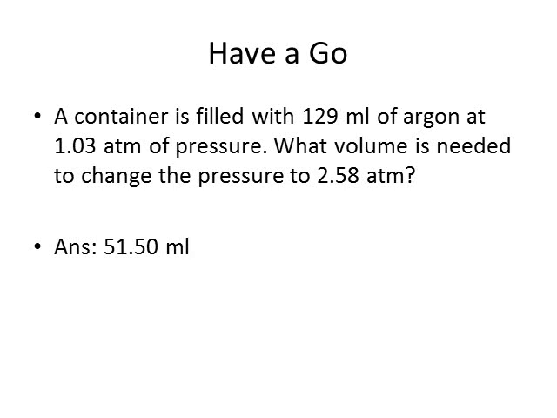And one last one for you to try. A container is filled with 129 mils of argon at 1.03 atmospheres of pressure. What volume is needed to change the pressure to 2.58 atmospheres? The answer in this case will be 51.5 mils. Again, if you're stuck, the solution is on the following slide. So have a go at those and see how we get on. In the next lecture then we're going to look at Charles' law.